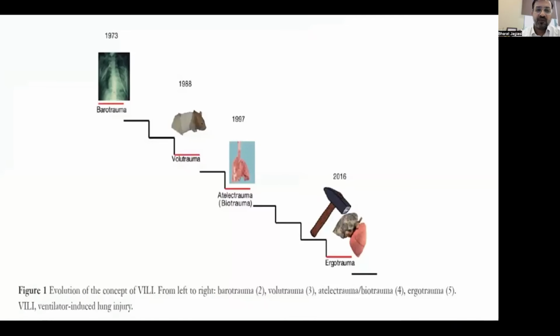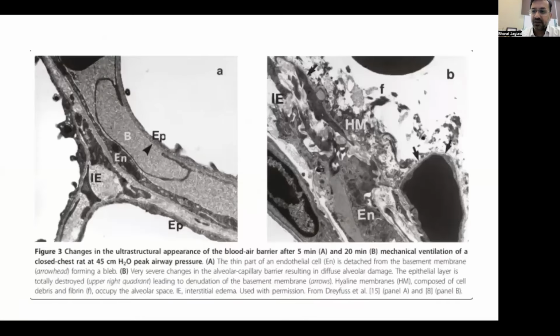So we all know of these terms. In 1973, there was barotrauma, followed by volutrauma, atelectrauma, ergotrauma, and the ventilator-induced lung injury. So what ARDS is basically, injured lung due to any primary disease, or it could be because of the lung as well. And eventually, ventilator is known to cause harm to the lungs when the patient is being ventilated at the wrong pressures. So already injured lung will worsen if you ventilate them in the wrong way.